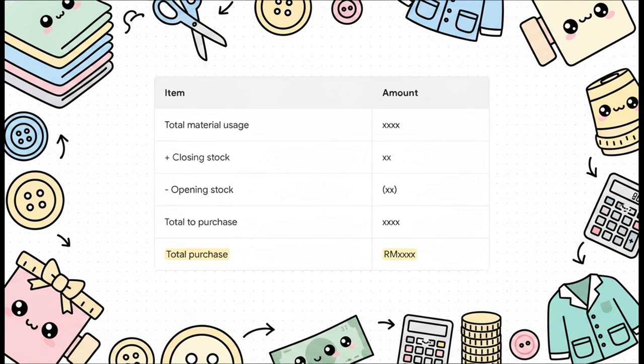Once we know how many jackets we're actually making, we jump to the material budget. First up, calculate total usage. That's the units to produce times the material needed per unit, say 3 meters of cloth for one jacket. Once you have that total usage, you do that exact same inventory math again. Add the target closing stock of material, subtract the opening stock of material. That tells you exactly what to buy from the supplier, which you then just multiply by the purchase price.